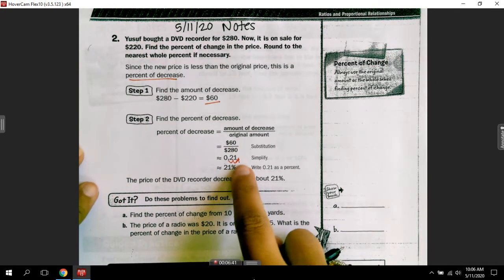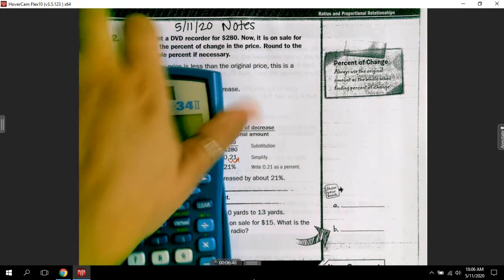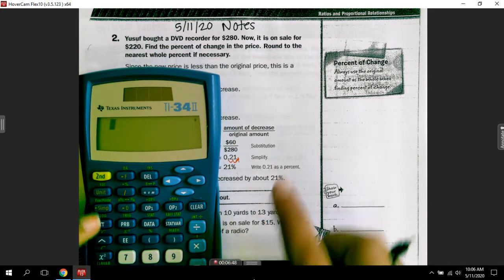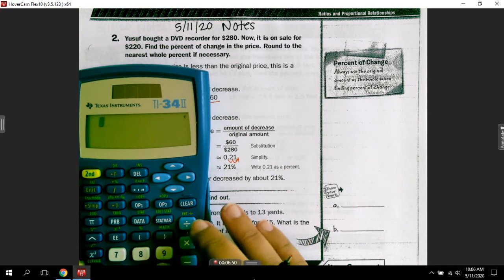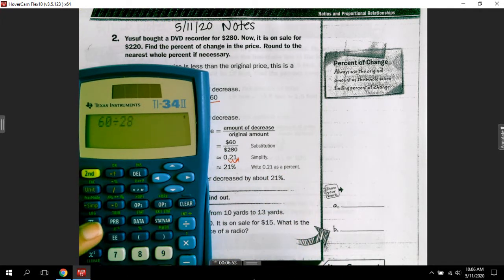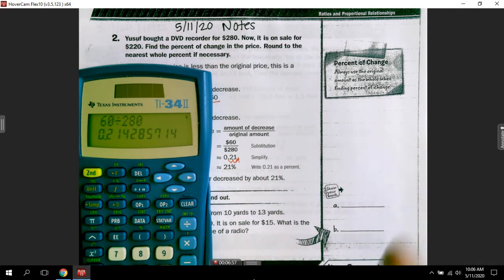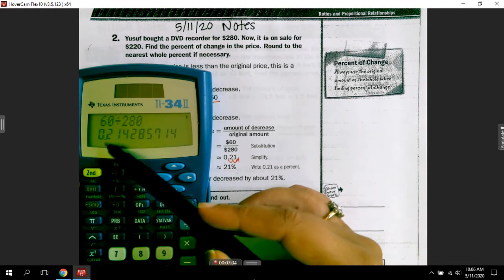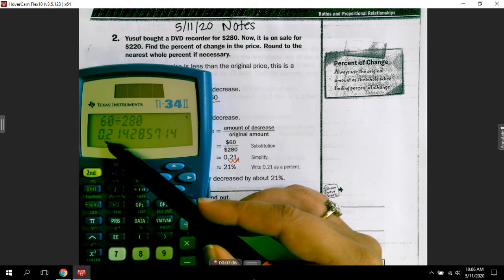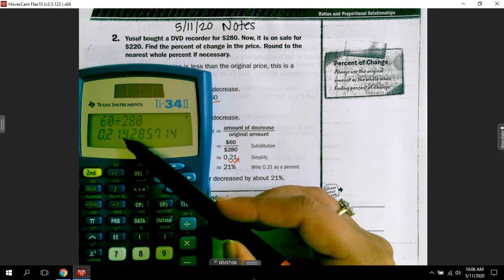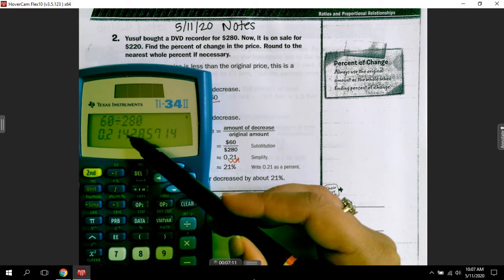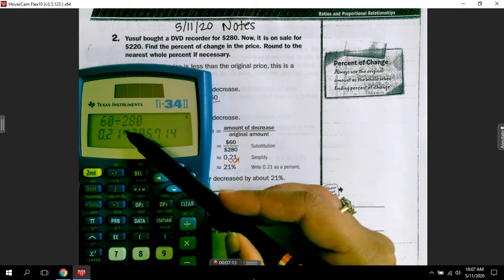So please remember to change that decimal to percent. And again, like I said, these are rounded answers. 60 divided by 280, so you get 0.21428, whatever. You're rounding to the nearest whole percent. So even if I move my decimal place, once I move it 2 places, it's 21.4. Well, 4 is smaller than 5, so that's why you just drop it off and it becomes 21.